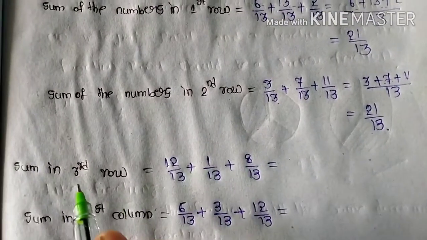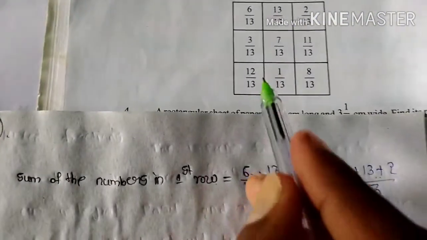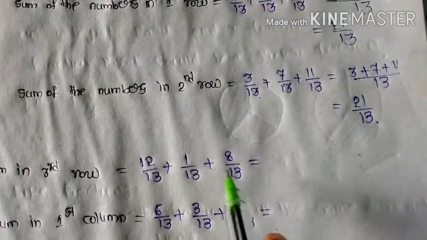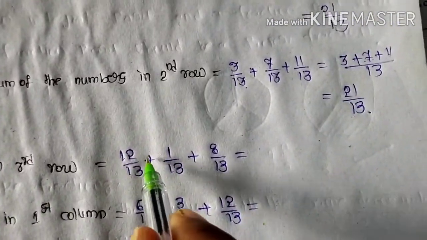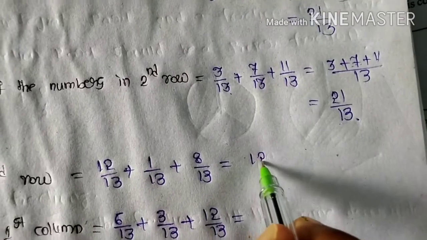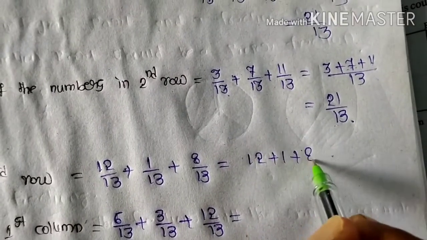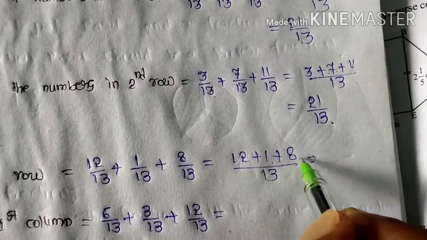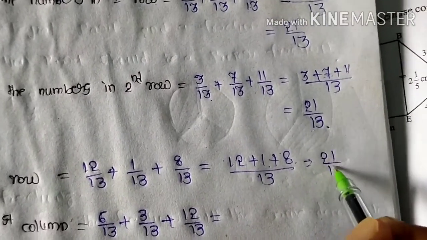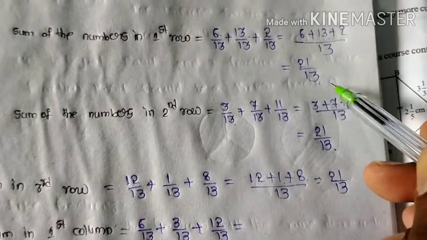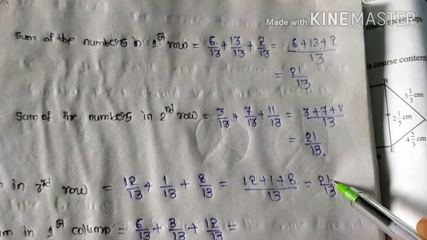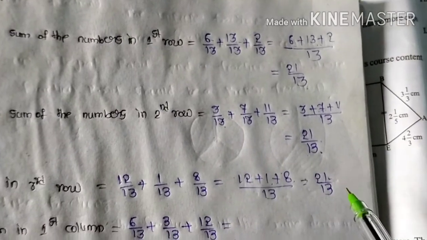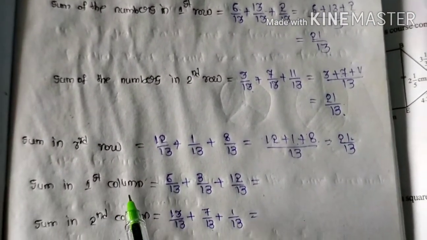Next one, you need to find the sum in the third row. Third row will be 12, 1, 8. Just by observation, we can say whether the answer is correct or not. I am writing here 12 plus 1 plus 8 by 13. It is equal to how much? 12 plus 1, 13. 13 plus 8, 21 by 13. Yes sir. Once you observe, first row, second row, third row, is it equal to 21 by 13 or not? That means the sum of the rows is how much? 21 by 13.